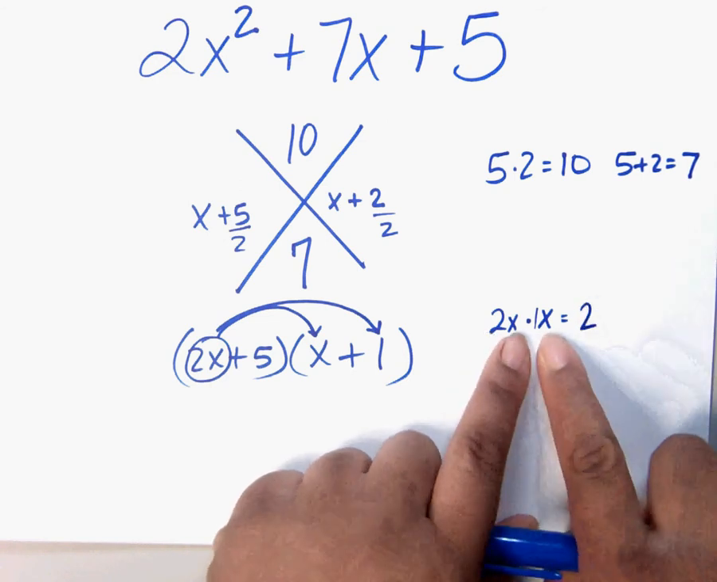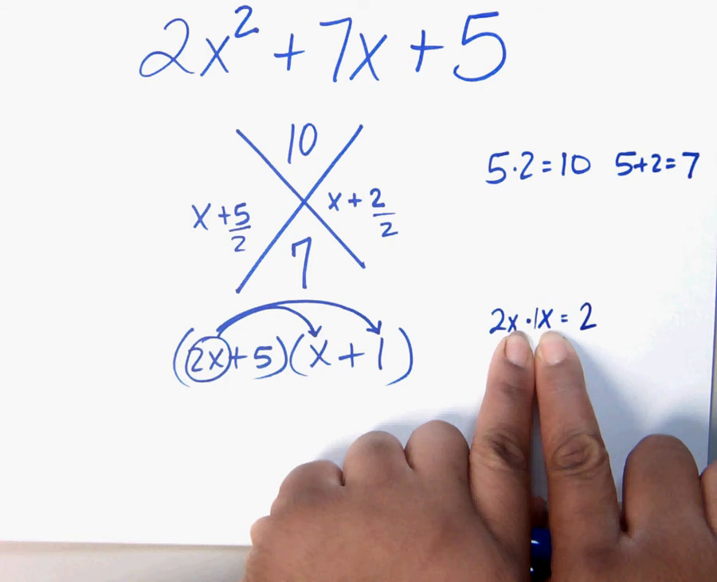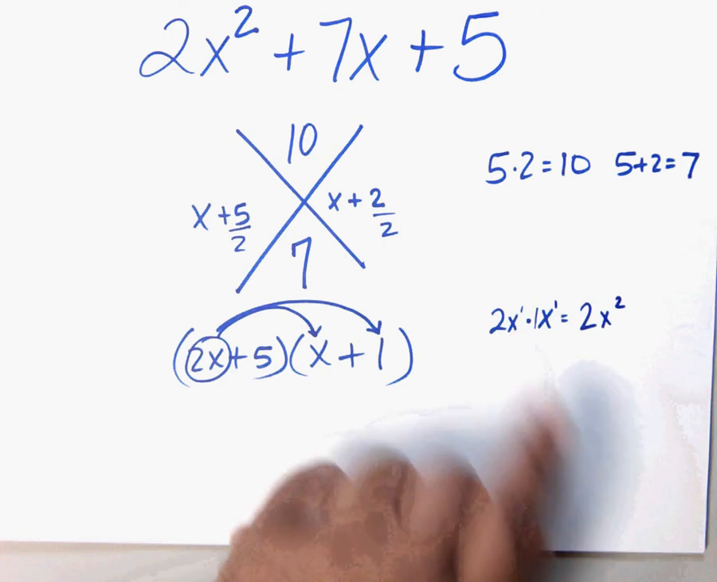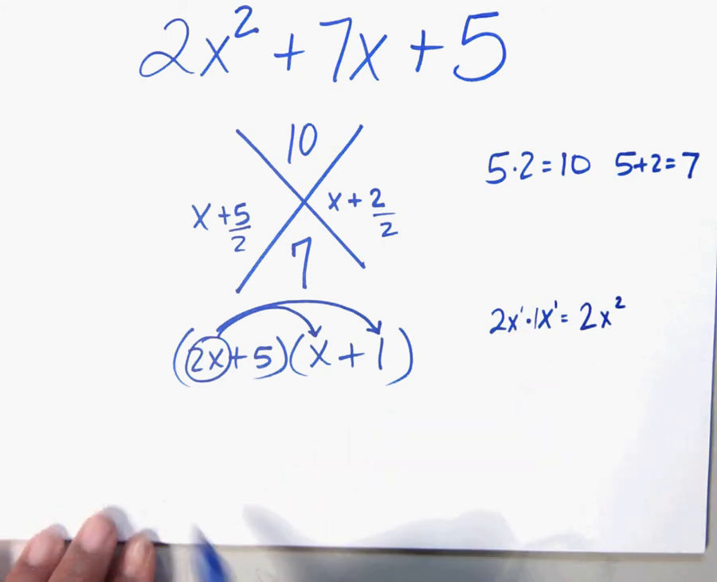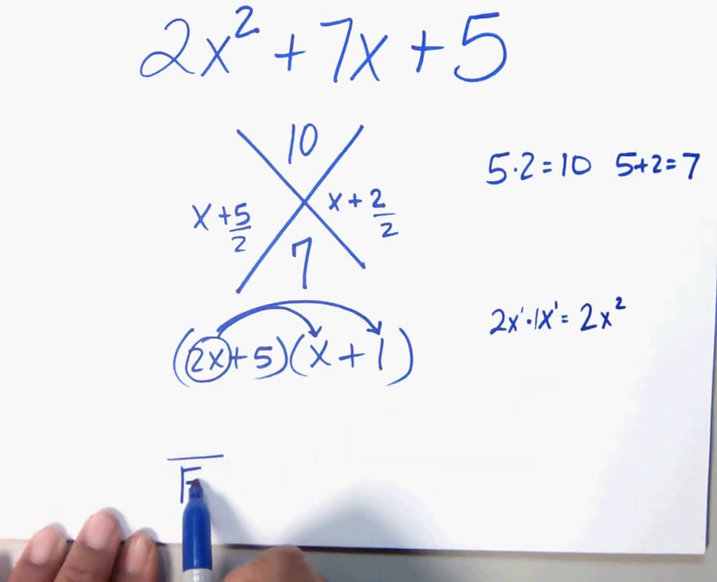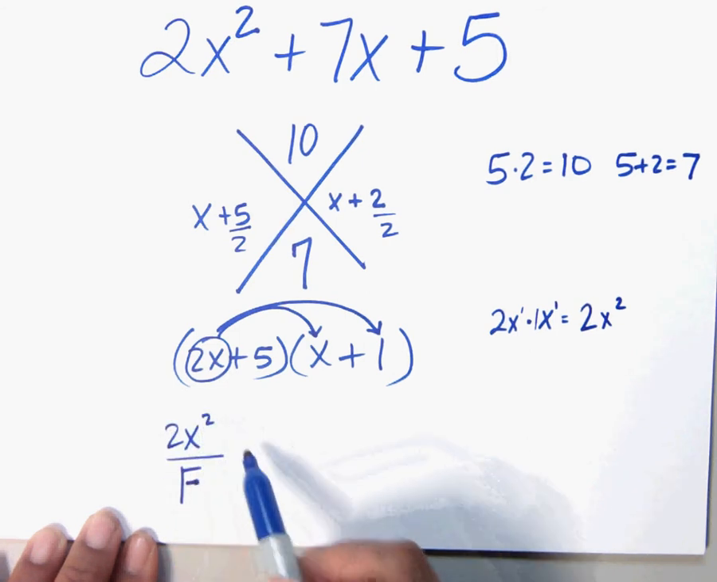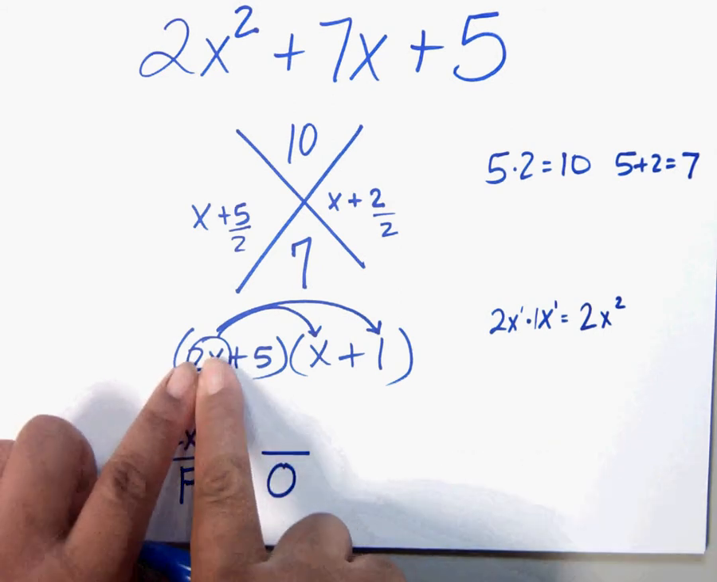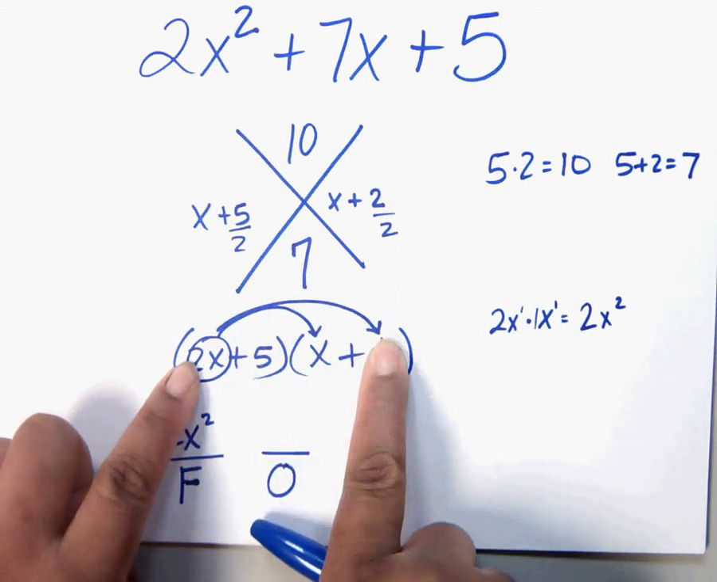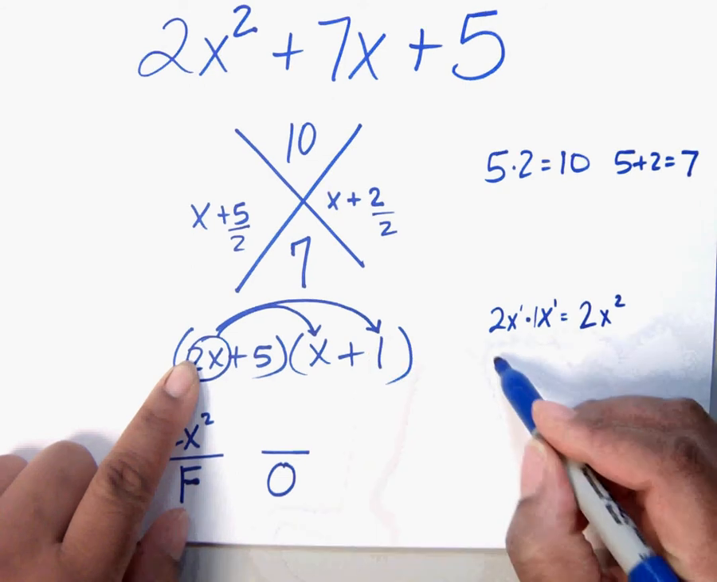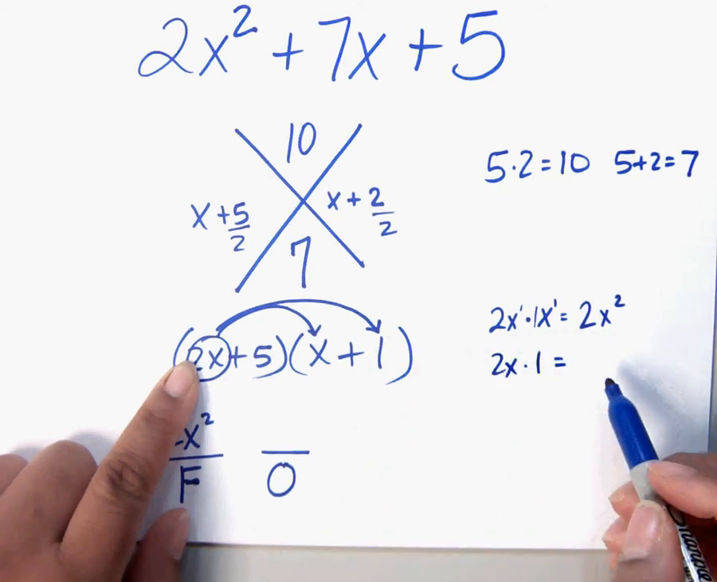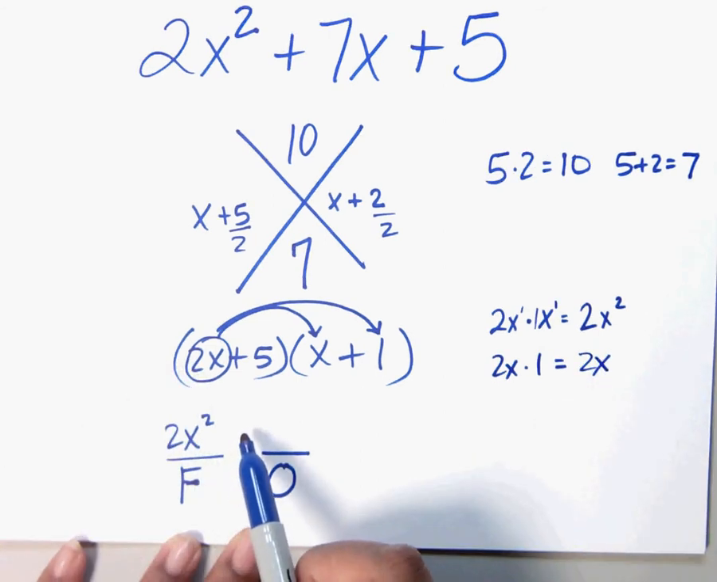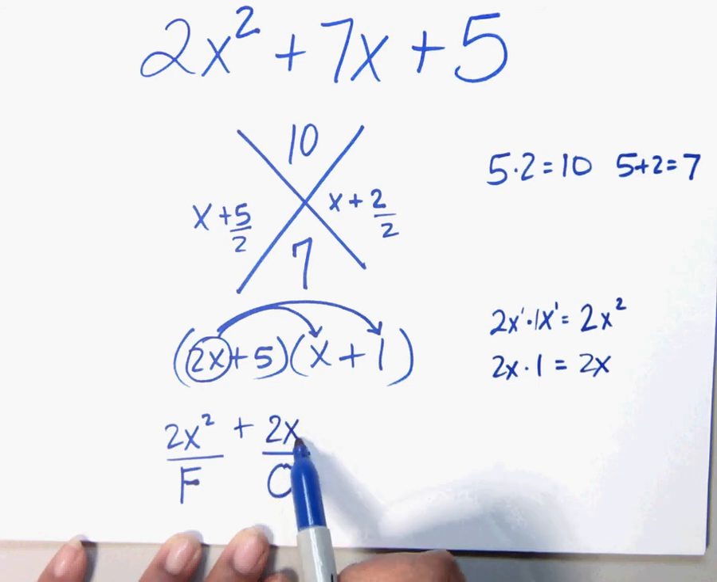Now what do we do with the exponents? Add. Good job. So 2x squared. Did everybody catch that? Yeah. So what is the F of FOIL? That's the first, right? Now we're going to do the O. So 2x times 1 is 2x. So what do I write? Positive 2x. Good job.